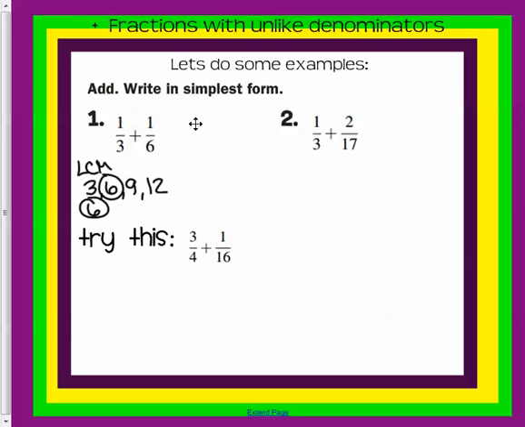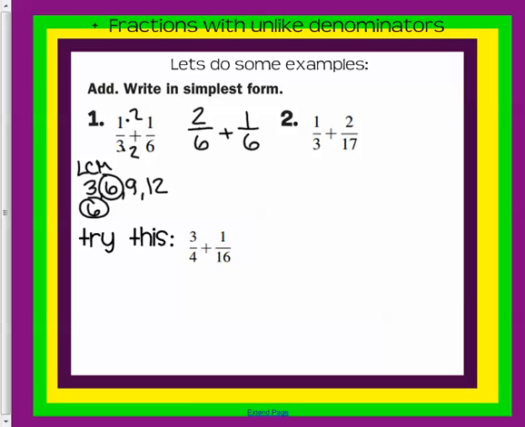So what we're going to do is change this 1/3 into 1/6 instead. Now, how do we do that? Well, we're going to multiply the 1 by 2 and the 3 by 2 because 3 times 2 gives me 6. So I have to multiply anything on the top with the same number as what I multiplied on the bottom. So that's where I get 2/6.